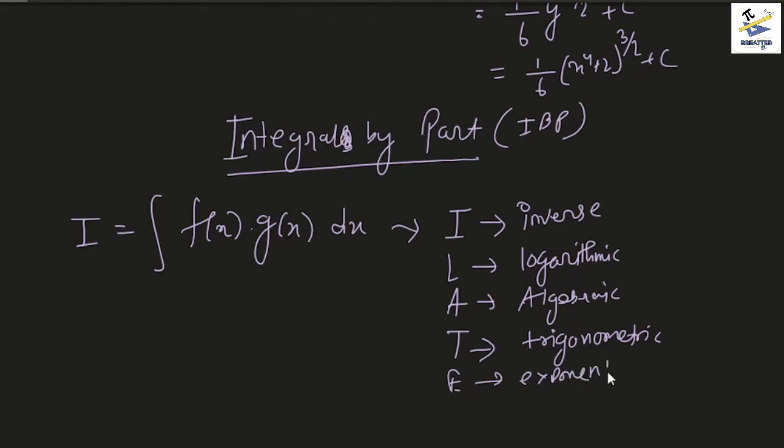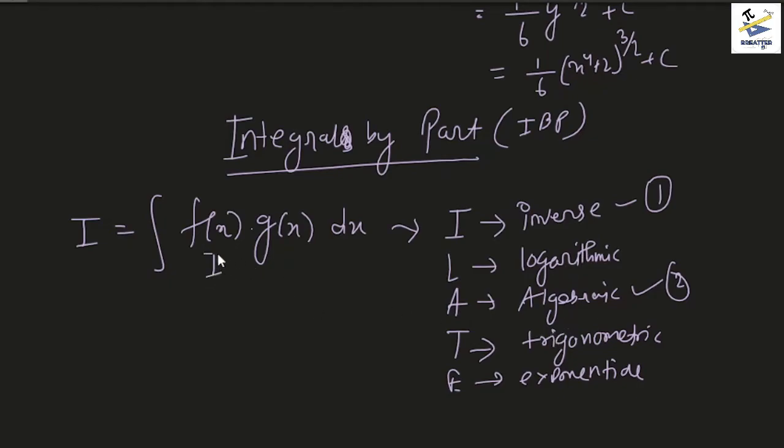So why is this order important? This order is to choose the function which is higher up the list. If there are two functions in multiplication form, where one of them is inverse and the other is algebraic, then you would have the inverse function as the first function and the algebraic as the second function. So if the function is higher up on the list, you would name it function 1 and the other one would be function 2.